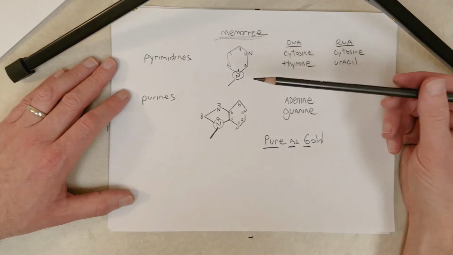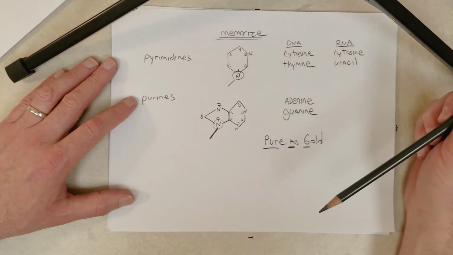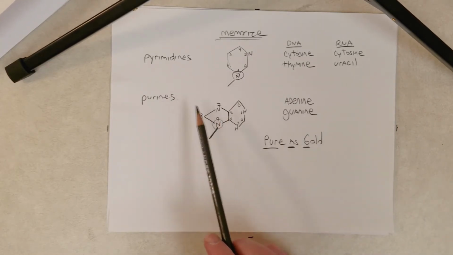I don't have a memory key for remembering purines have 2 rings and pyrimidines have only 1 ring. That, I think you might need to come up with your own remembering device, or just memorize it.